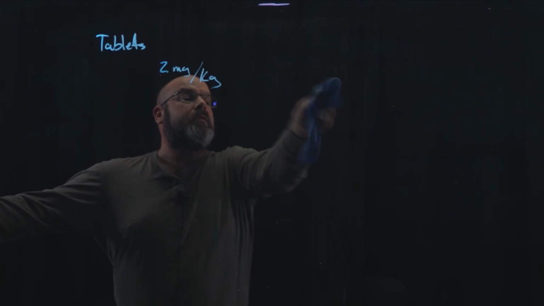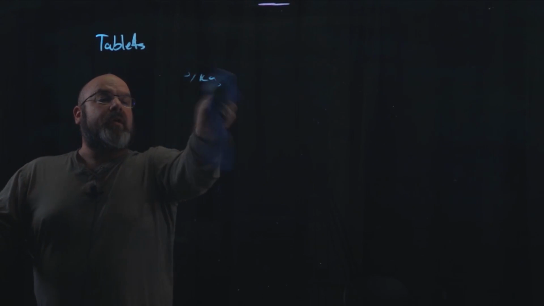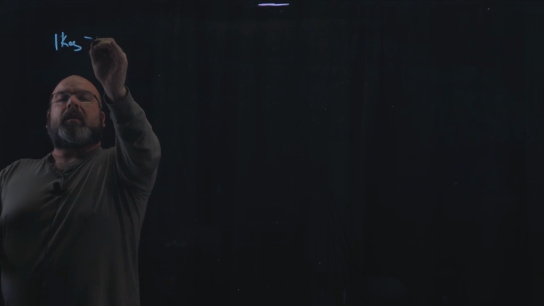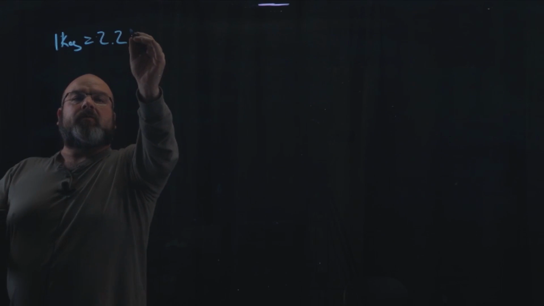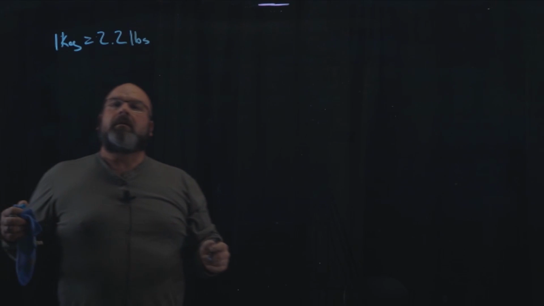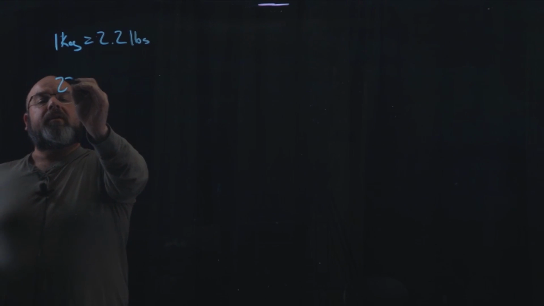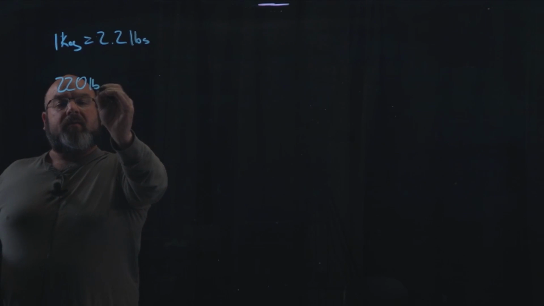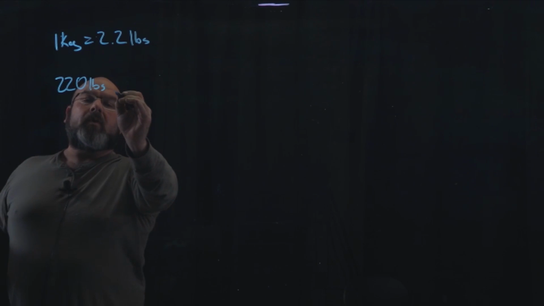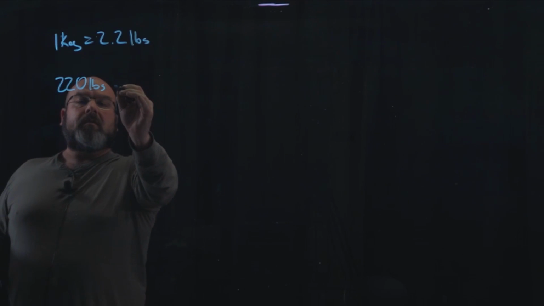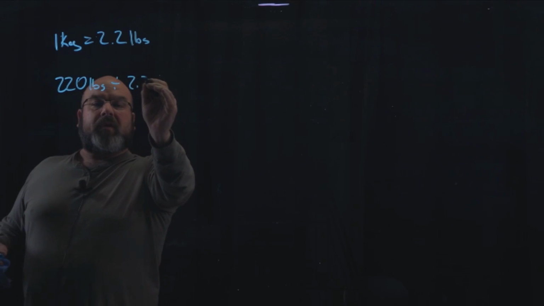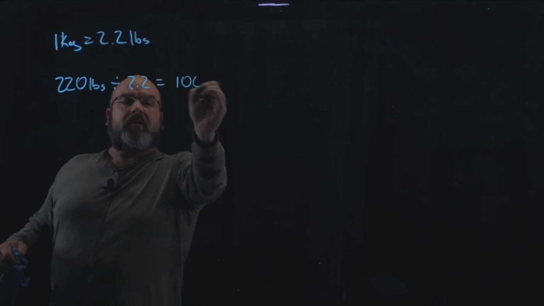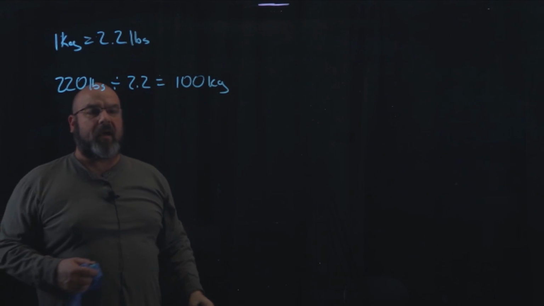So we're going to do a little bit of weight conversion real quick. So our conversion is 1 kilogram equals 2.2 pounds, correct? So a 220 pound person, we're going to divide that by 2.2. That will equal 100 kilograms by the calculator.